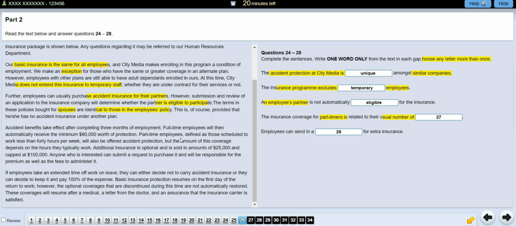The employer will automatically renew the part-time coverage amount. Additional insurance is optional and sold in amounts with a cap. Anyone who is interested can submit a request to purchase and is responsible for the premium and the fees to administer it.